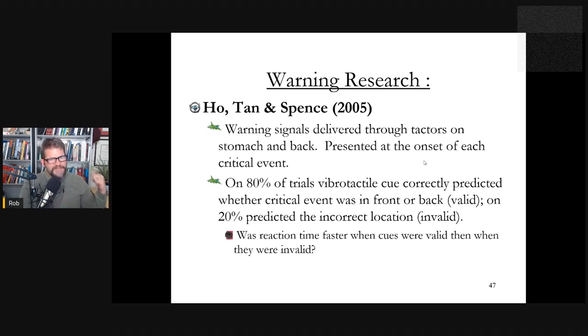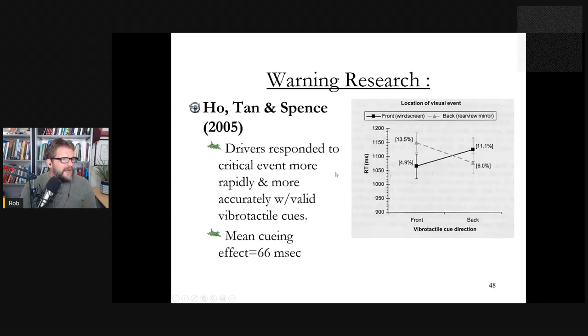The one on the back was meant to tell you to speed up. And they've also varied the validity. So there's a lot going on in this study. What they found was that vibrotactile cues were very effective in this situation. People had a decrease in reaction time of braking and accelerating of about 60 milliseconds on average, which is quite a significant difference, right? So these seem to be more effective in a lot of ways than the visual and auditory cues we've already looked at.